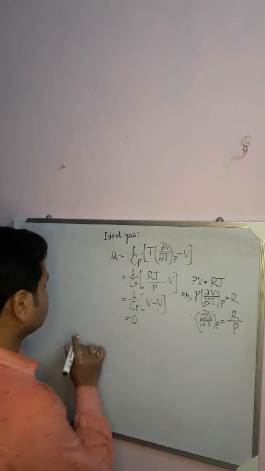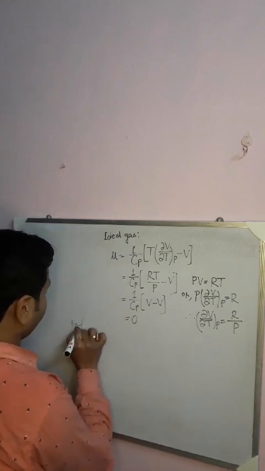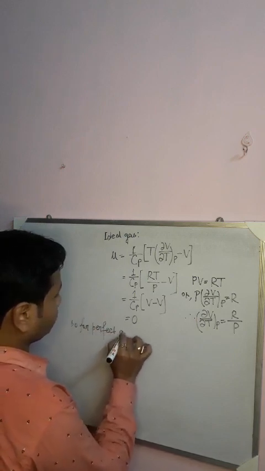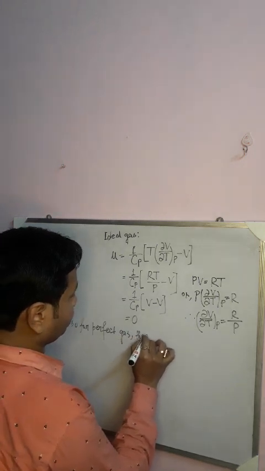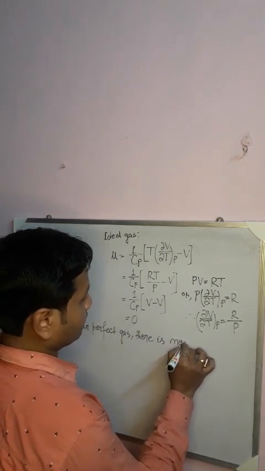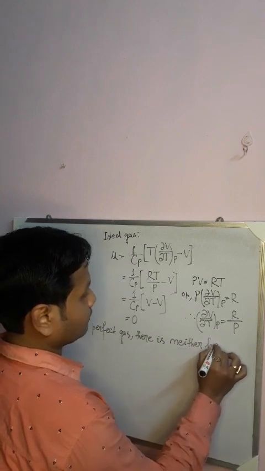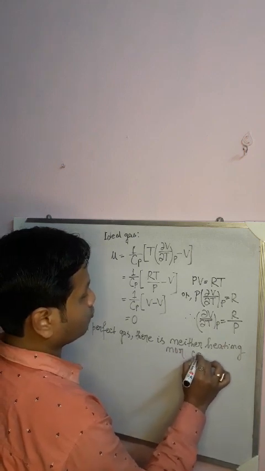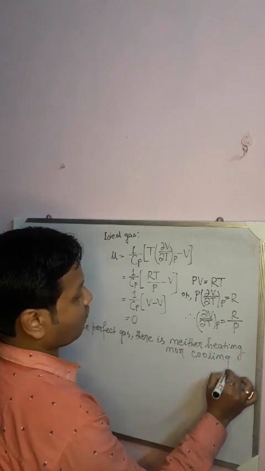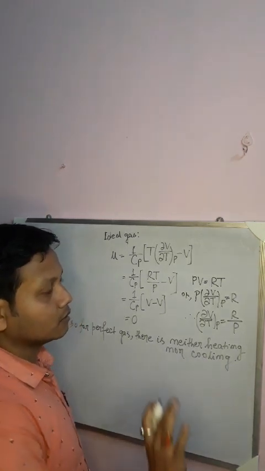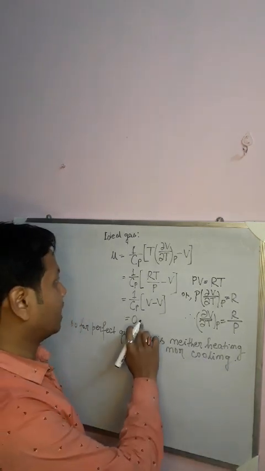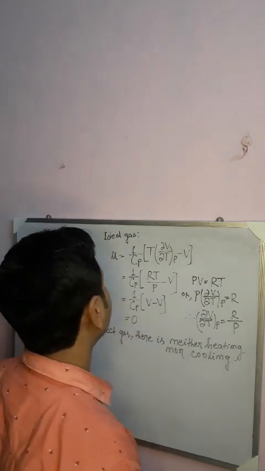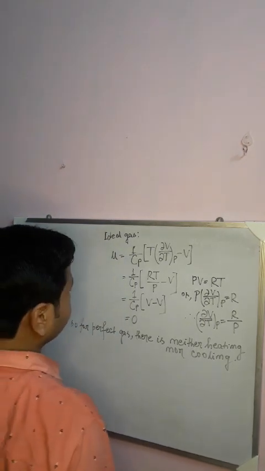So for a perfect gas there is neither heating nor cooling, because the value of mu comes out 0. This is the value of mu for a perfect gas.